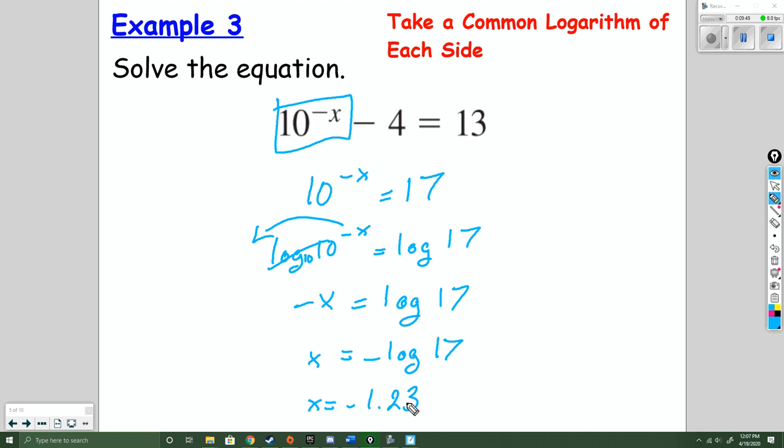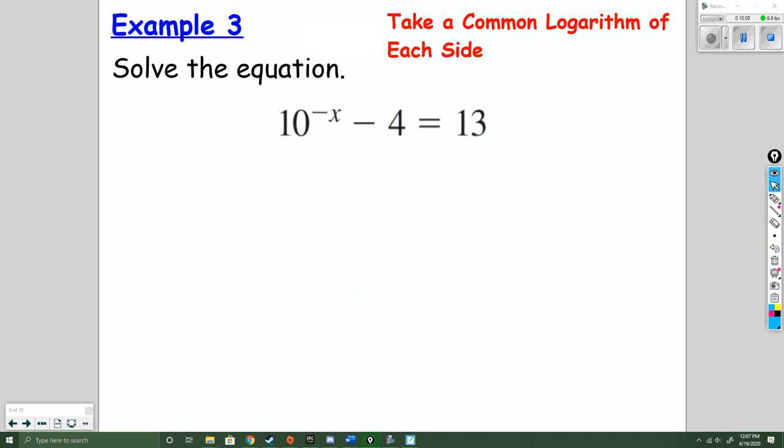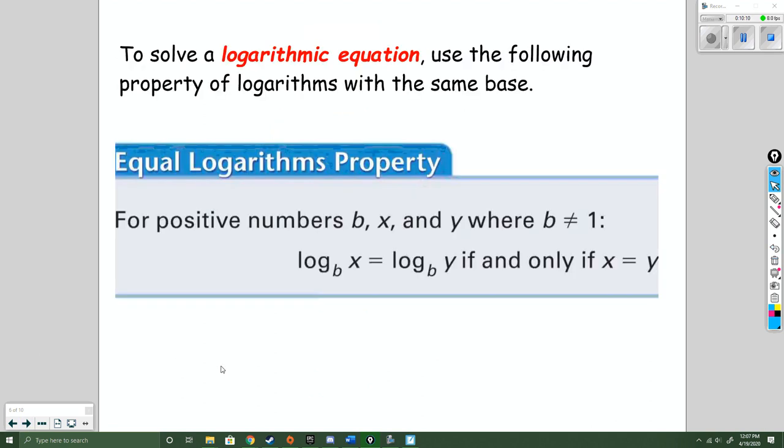All right, so we can use equal powers property. We could also use a common logarithm and take the common logarithm of both sides. Now we're going to transition into solving logarithmic equations. And of course, logarithms and exponents are inverses of one another, so these things are going to be rather similar.